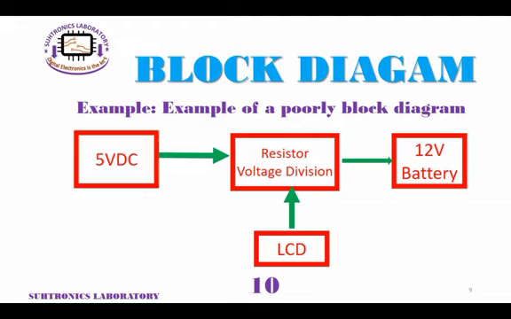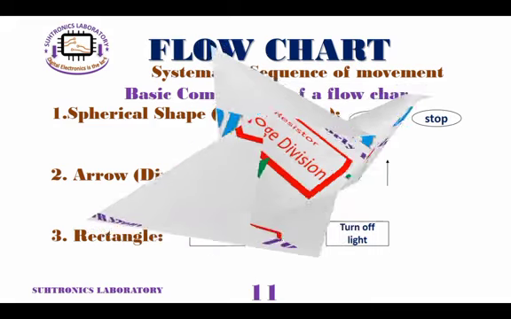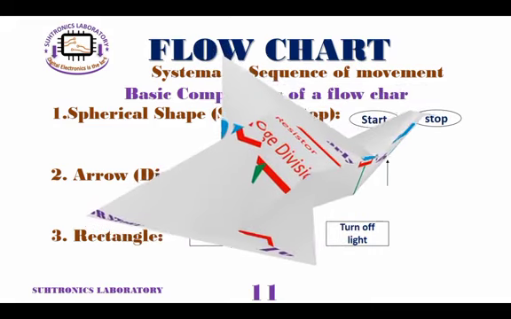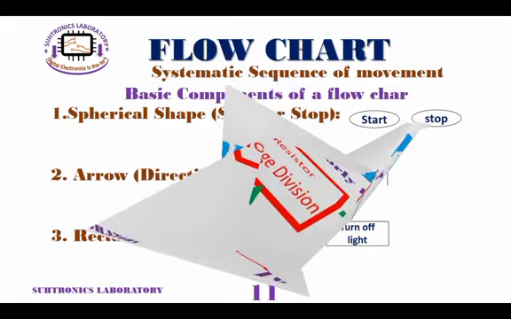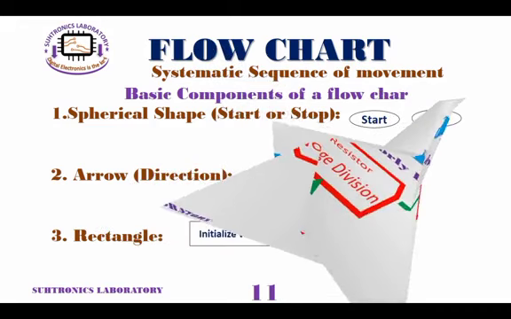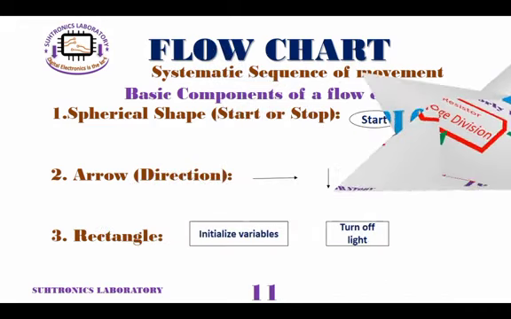So when you look at this diagram, we see a lot of errors. This may be a very small one, and many of us may make the error when we are drawing a very big block diagram. Okay, let's look at a flow chart. A simple systematic sequence of movement, how things are moving. That means maybe a flow of signal.